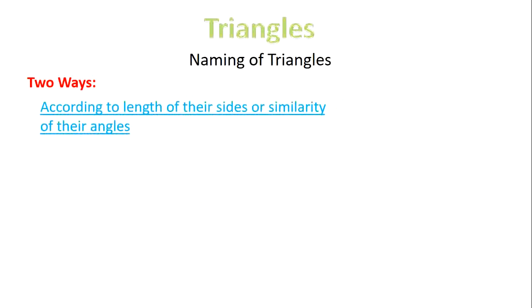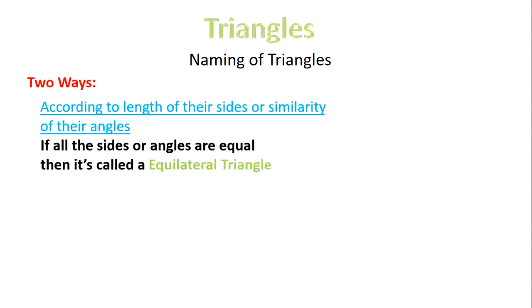The second way that we name triangles is according to the length of their sides or the similarity of their angles. So let's have a look. If all the sides or angles are equal, then it's called an equilateral triangle. So if I have a triangle and all the sides are equal and all the angles are equal, then it's called an equilateral triangle. Now, you can't have all the sides equal without the angles all being equal, and you can't have all the angles equal without the sides being equal. Alright, so an equilateral triangle has both equal sides and equal angles.